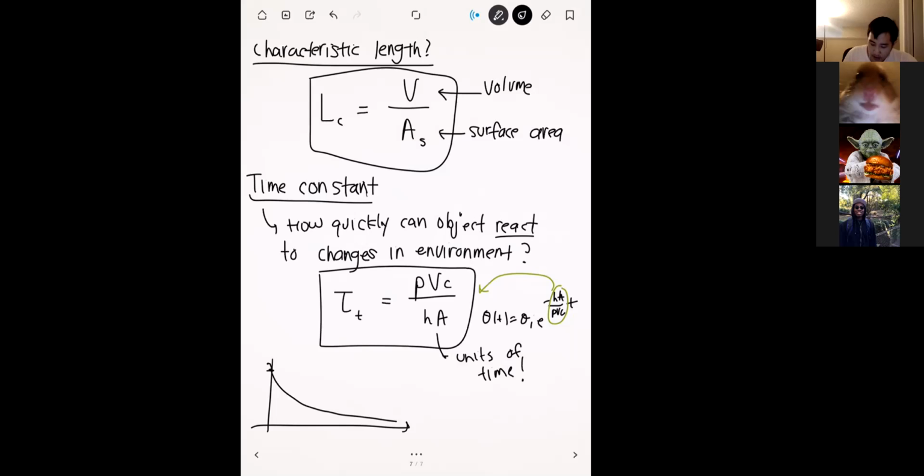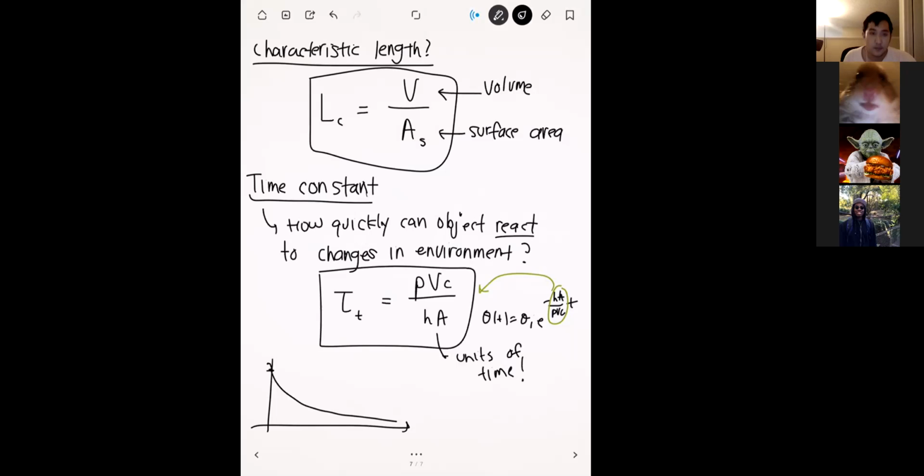And this factor that I've circled in green right here basically determines the rate at which it decays. Certain objects, depending on their physical parameters, so their density rho, volume, heat capacity, and surface area, are going to react at different rates compared to other ones. And so this time constant gives you a sense of how long it would take your object to react.